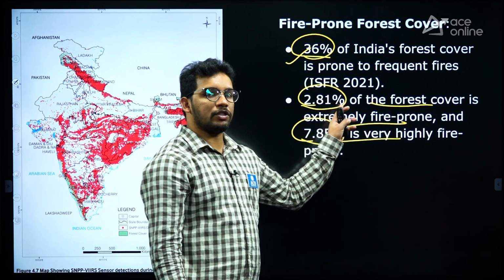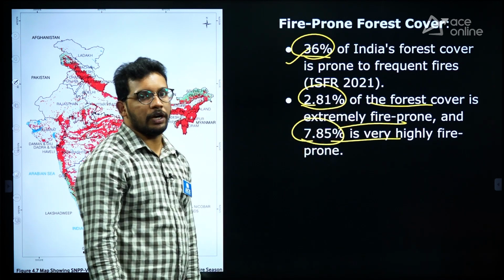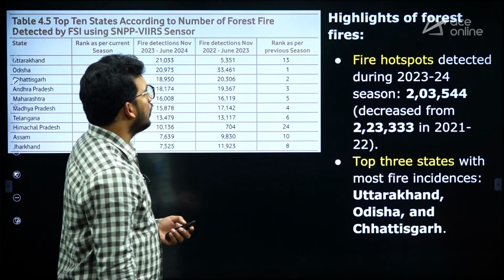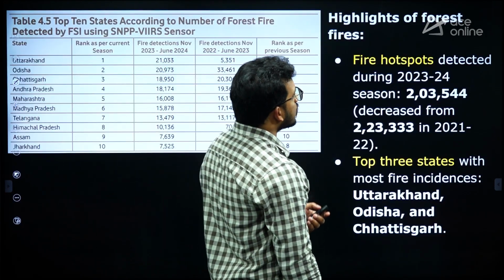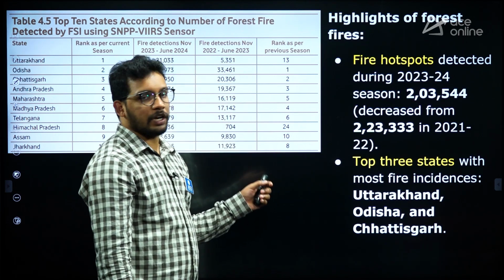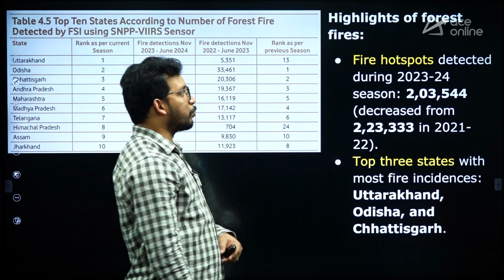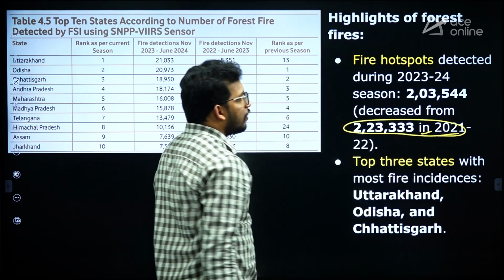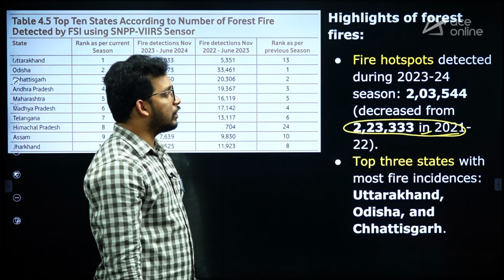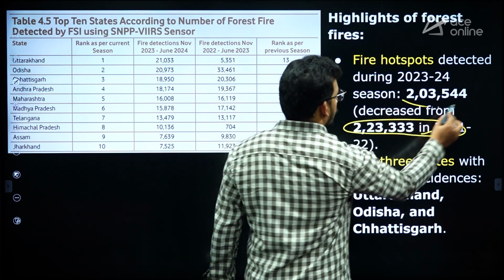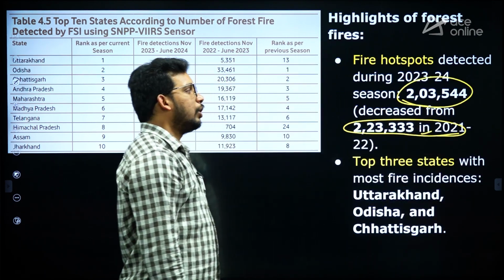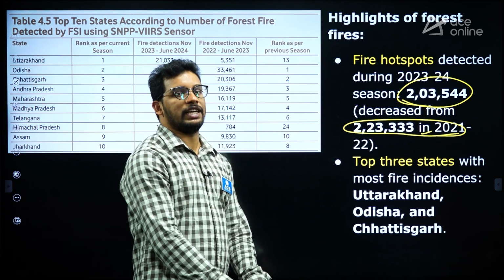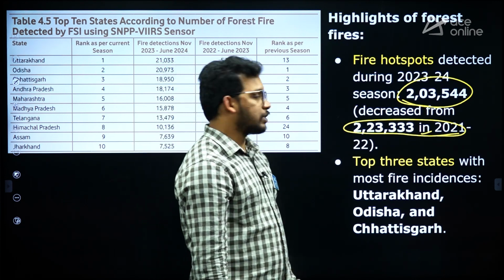So extremely one is 2.81, very highly is 7.85%, and other categories are there, no need to worry. Fine. Now the hotspots, how many hotspots were recognized as a fire, prone to the fire one? So total in 2021 we were having 2,23,333, but now in 2023-24 we have 2,03,544. So basically, fire hotspots has decreased in the last 2 years.